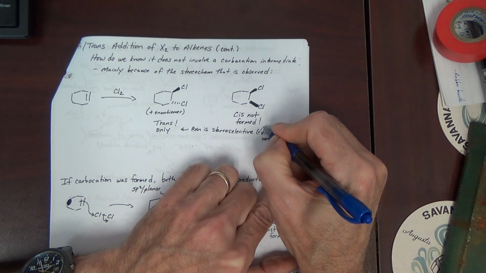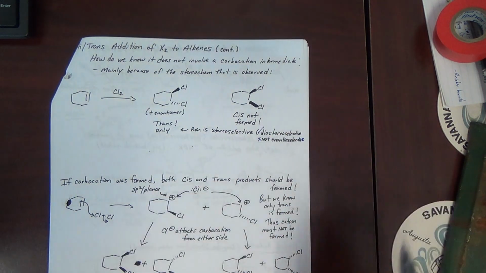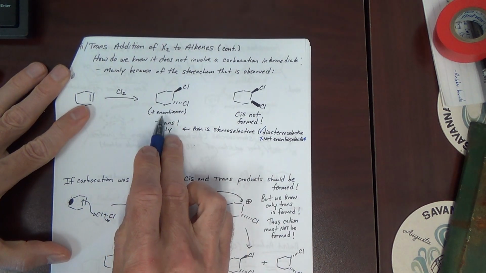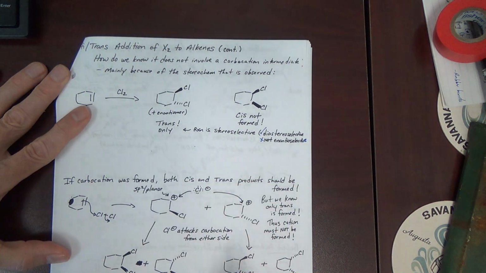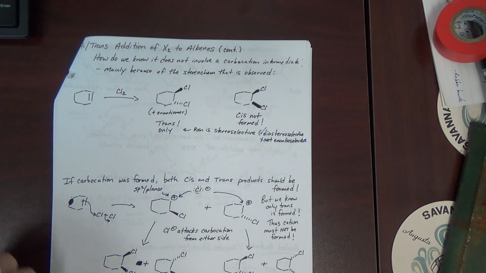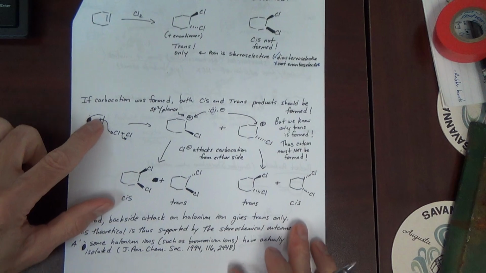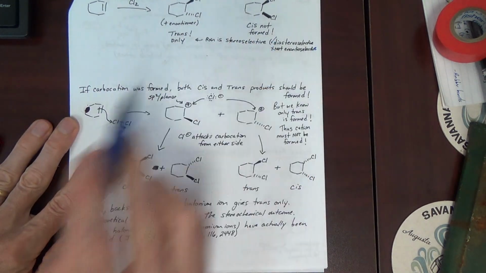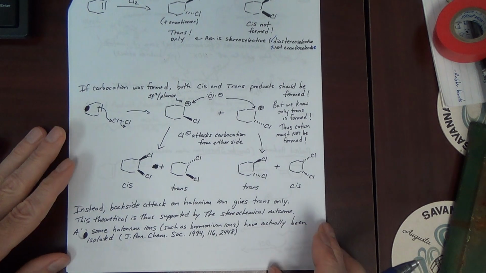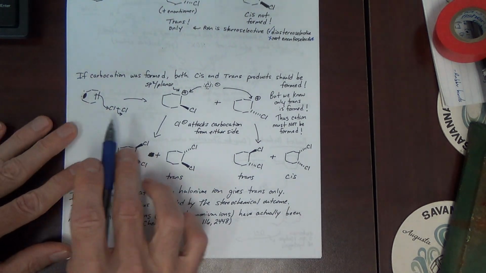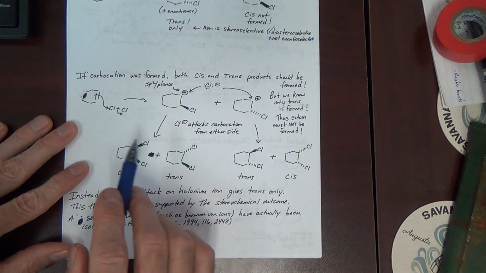So it is diastereoselective, but it's not enantioselective because we get both enantiomers. All right? Now this is just here for future reference. Now, if a carbocation was formed in this mechanism, we should get both of these. And let me show you why we should get both.